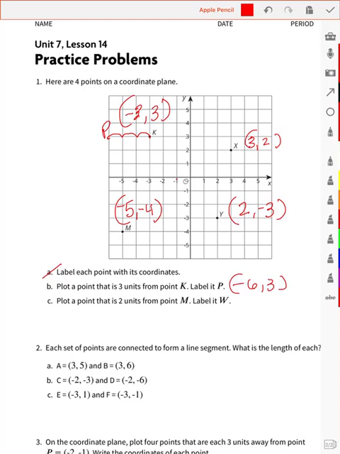Okay, and then C says plot a point that is 2 units from M and label it W. So this time I'm going to go this way, 1, 2. We're going to label it W, and that is at (-3, -4).